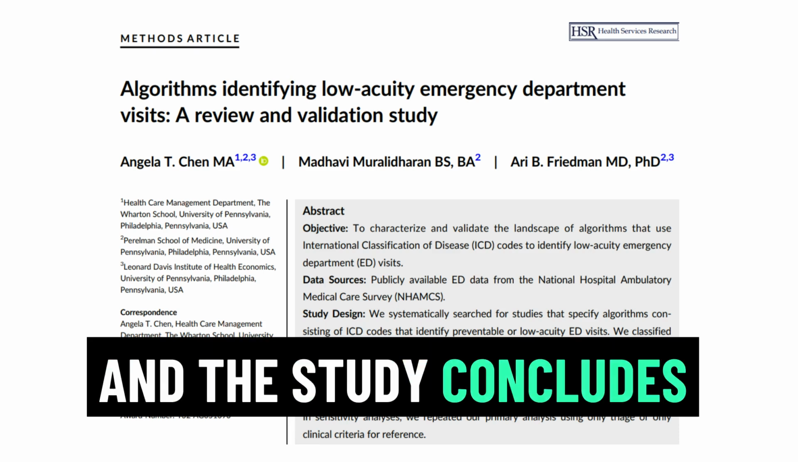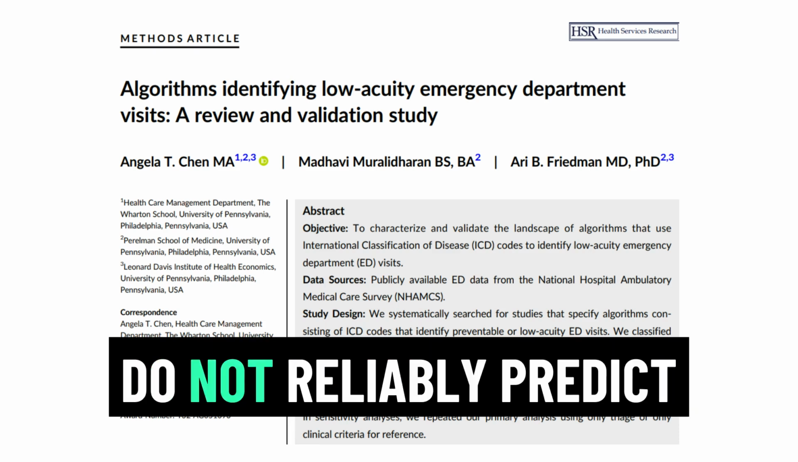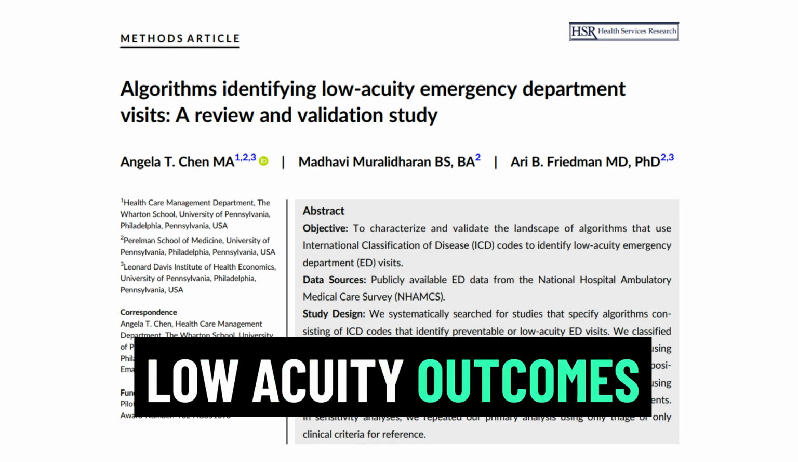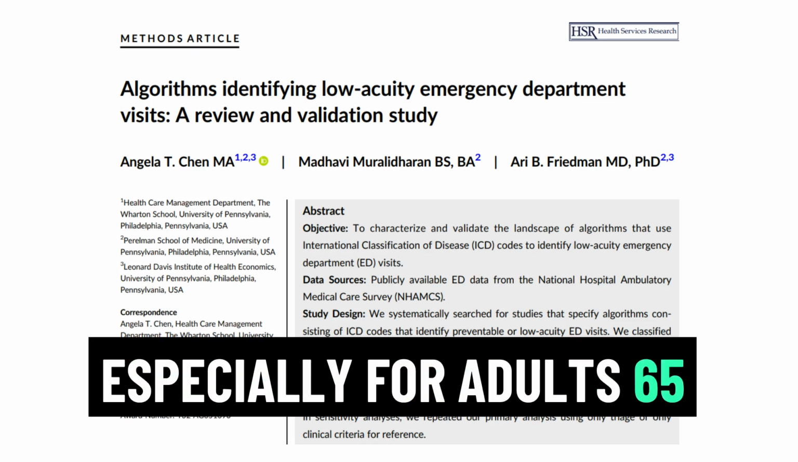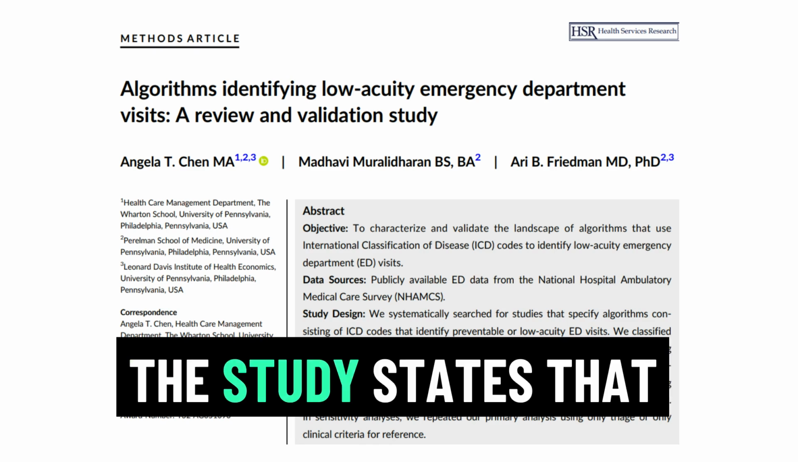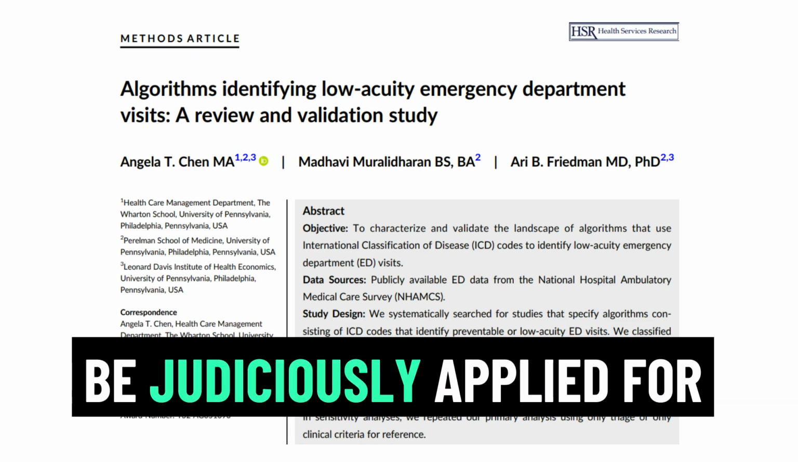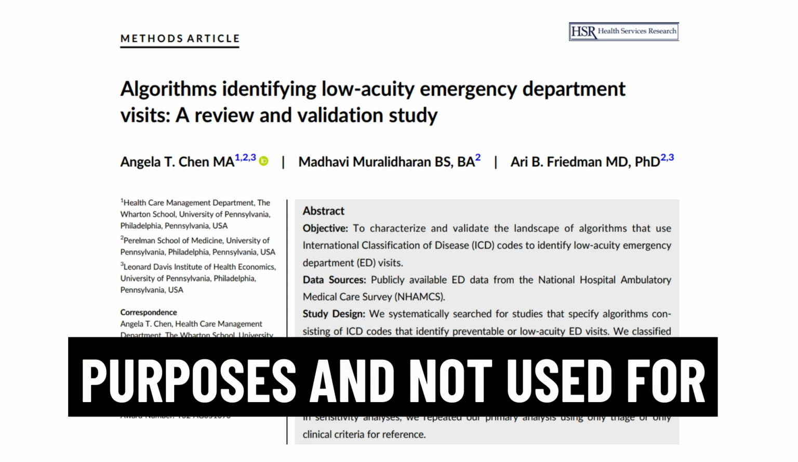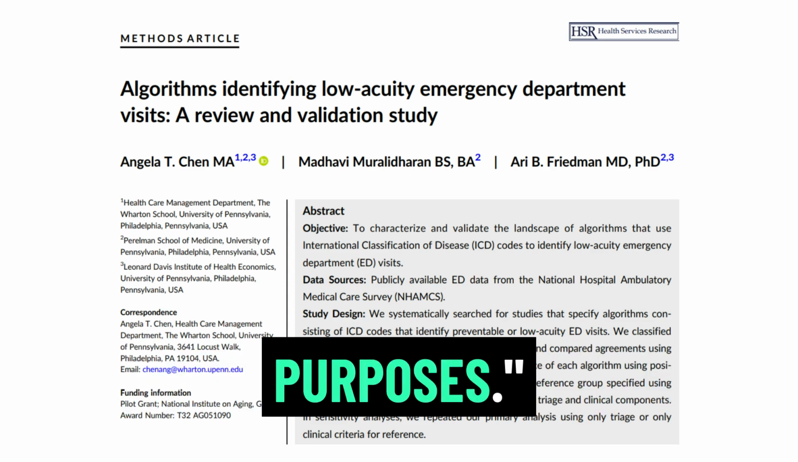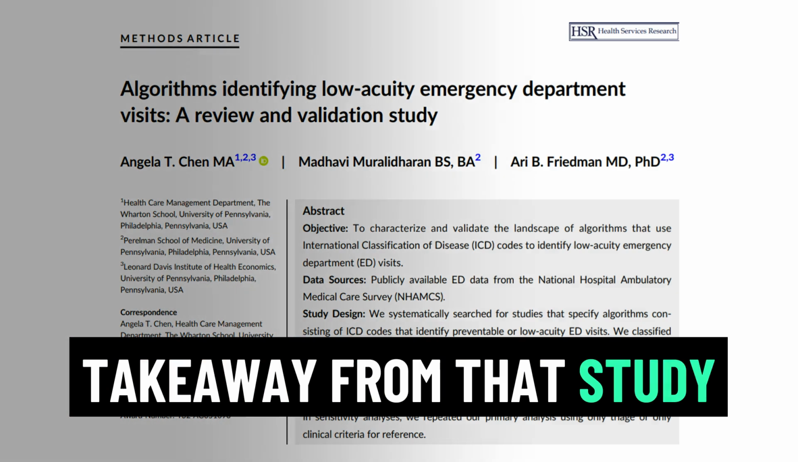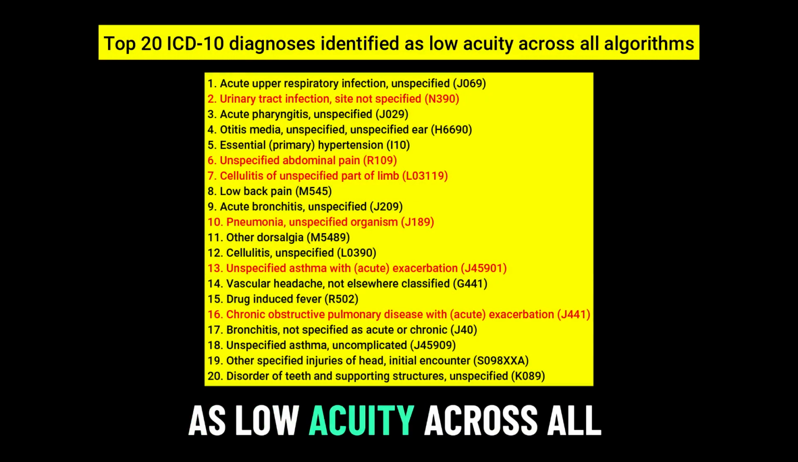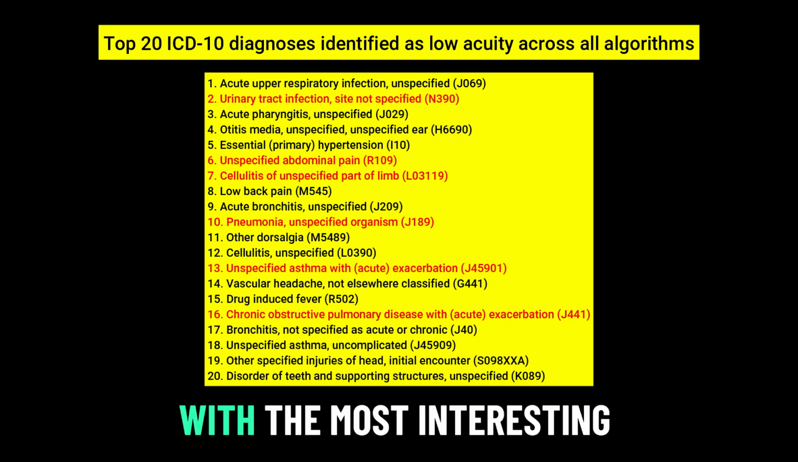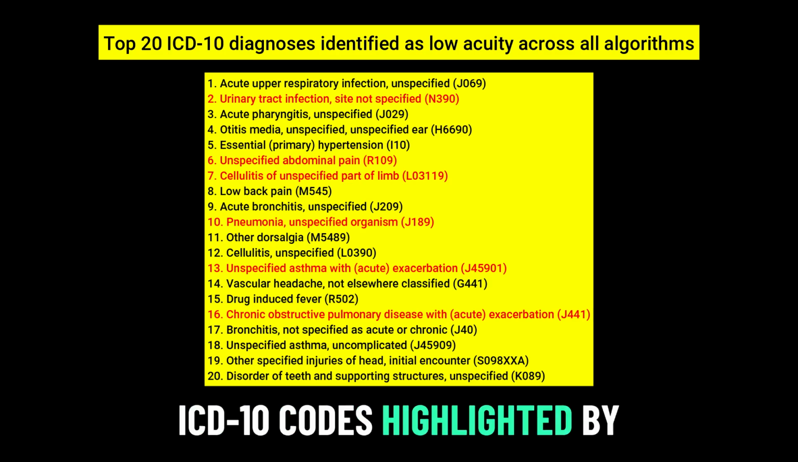And the study concludes that, quote, these algorithms do not reliably predict low acuity outcomes thought to be associated with such visits, especially for adults 65 years and older. Further, the study states that these algorithms should be judiciously applied for research purposes and not used for clinical or payment purposes. Another interesting takeaway from that study is their list of top 20 ICD-10 diagnoses identified as low acuity across all algorithms, with the most interesting ICD-10 codes highlighted by me.